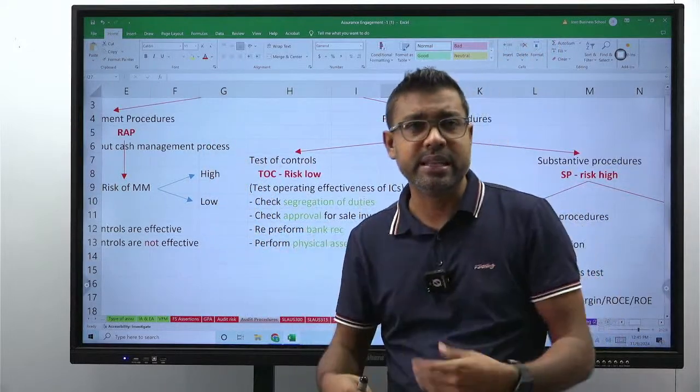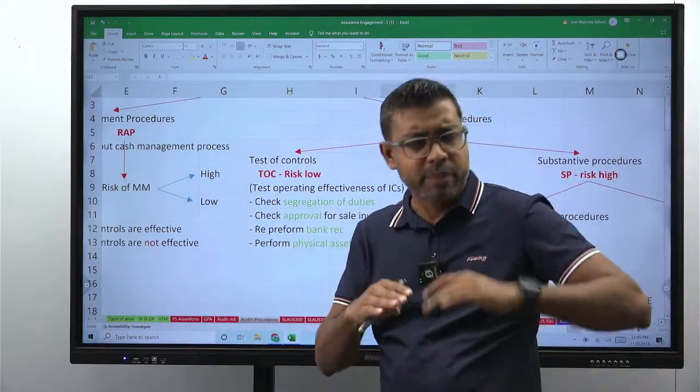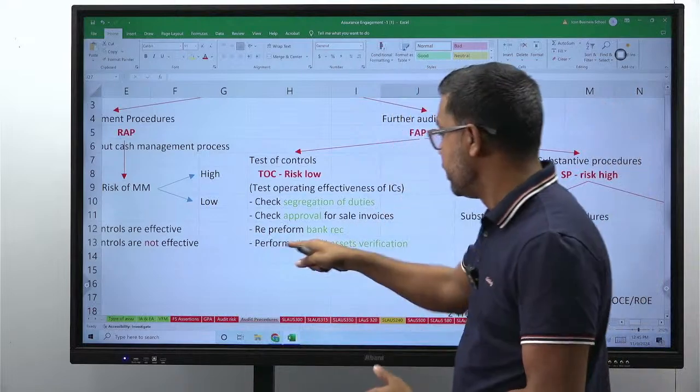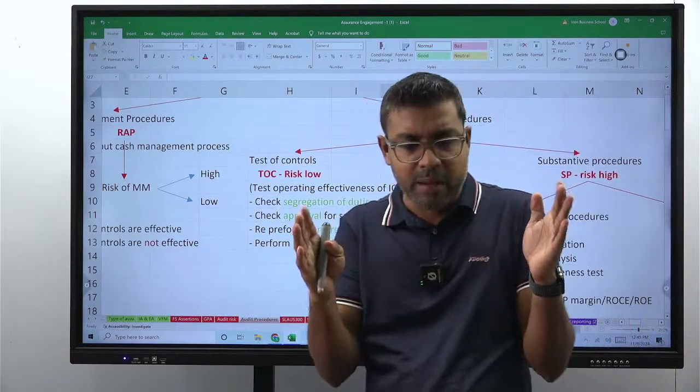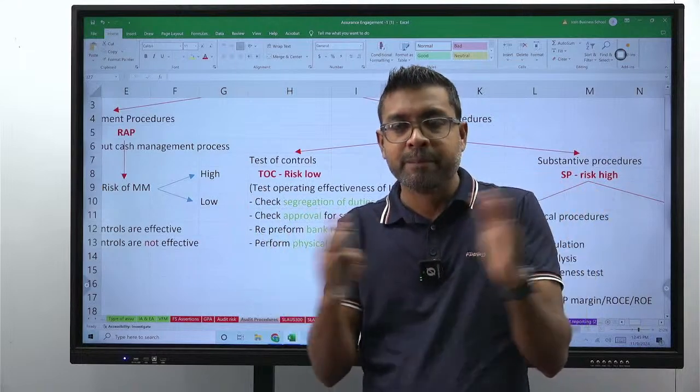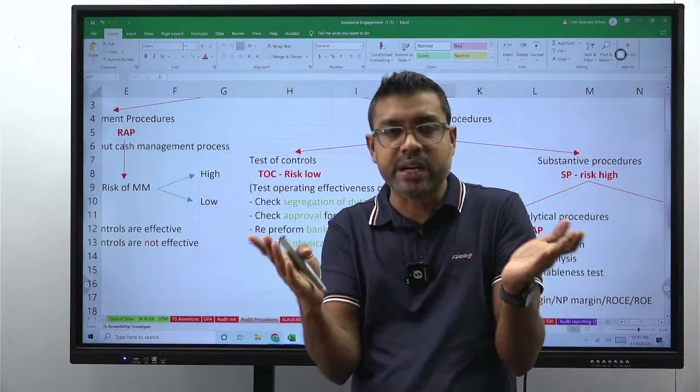Reperform bank reconciliation. Perform physical stock verification. Select a sample and do a small stock count, to see whether these controls are working properly.